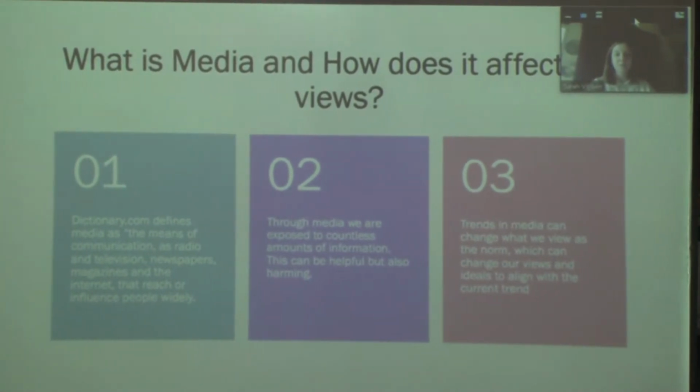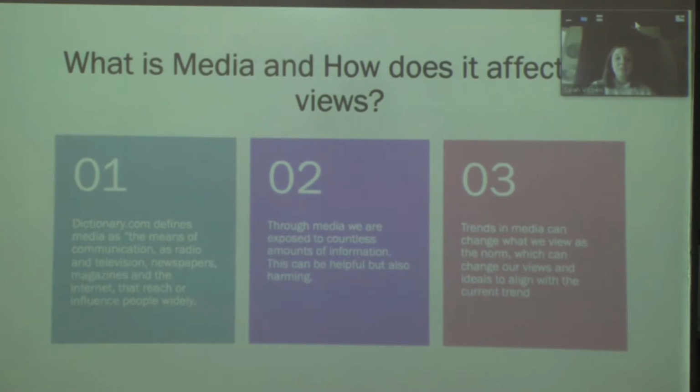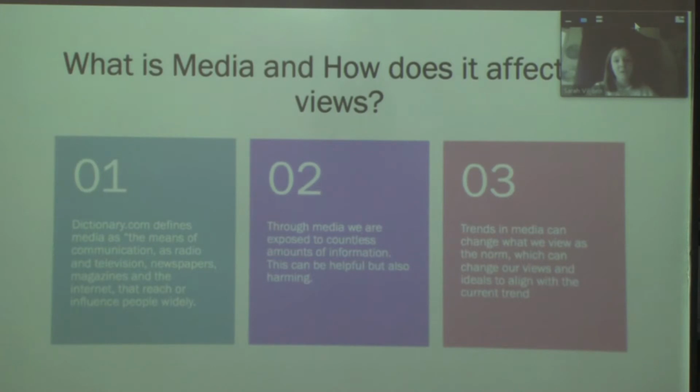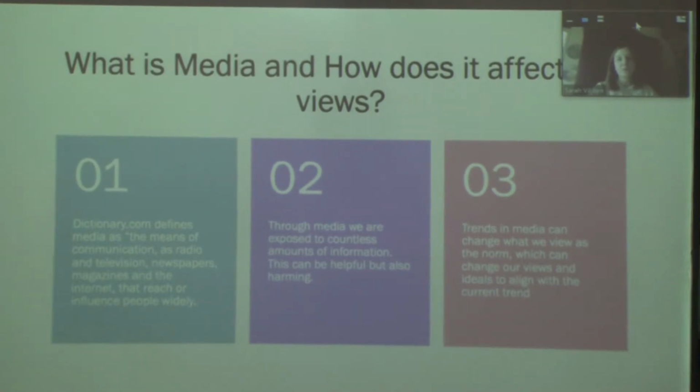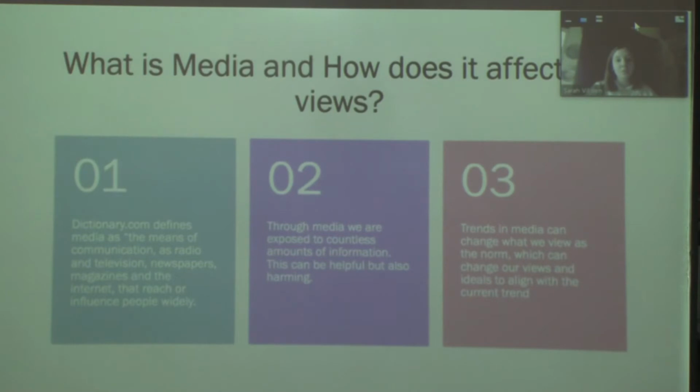So, as I said previously, we're exposed to countless amounts of media and countless amounts of information in our everyday life, whether it's for school, for entertainment, for research purposes or whatever. We're exposed to a lot of information. And this can be helpful, and it can also be harming. It can be harming because media creates trends. Things become popular and things go away and aren't popular anymore, and these trends change very quickly. Things can become a norm one year and the next year they're gone, or even in the matter of weeks.